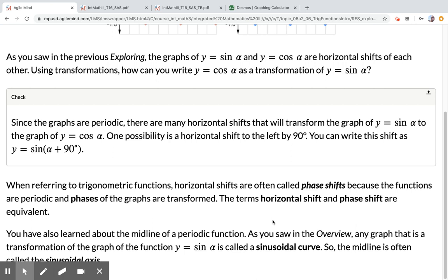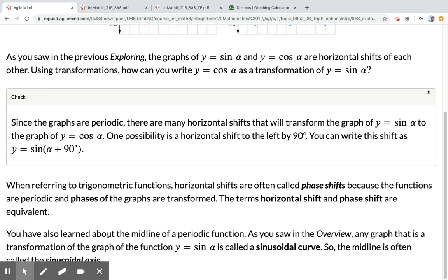Horizontal shifts are usually called phase shifts because the functions are periodic, right? The function keeps repeating itself, and so the phases of our graph have been transformed. I don't want you to freak out if you see phase shift. Phase shift means horizontal shift. These mean the same thing. We just usually use the phrase phase shift when we're talking about trigonometric functions. It sounds cooler as well, so get used to using it.